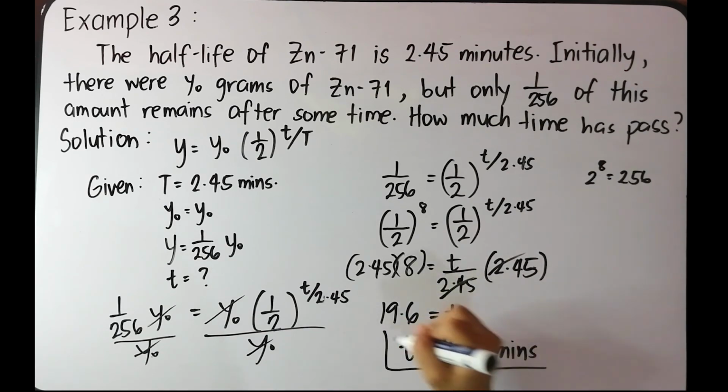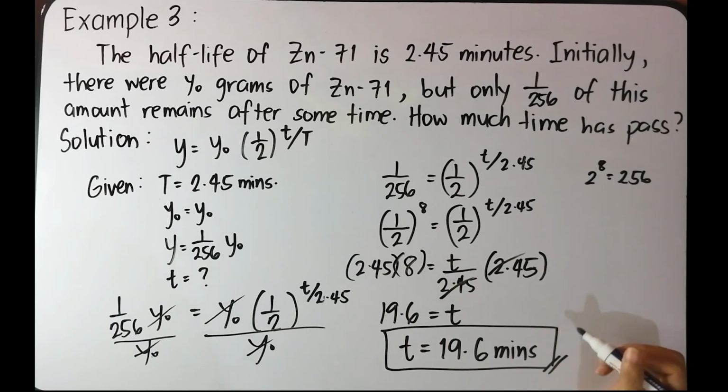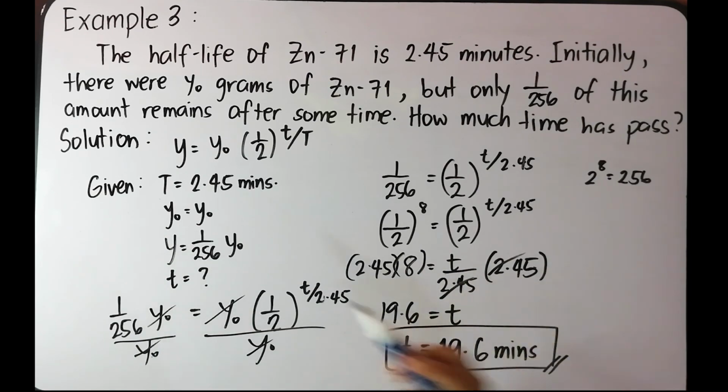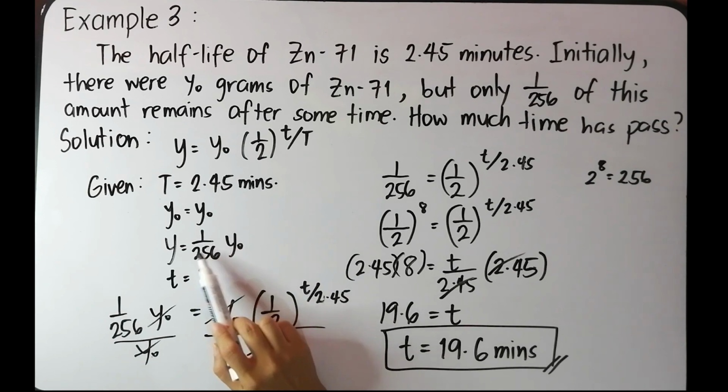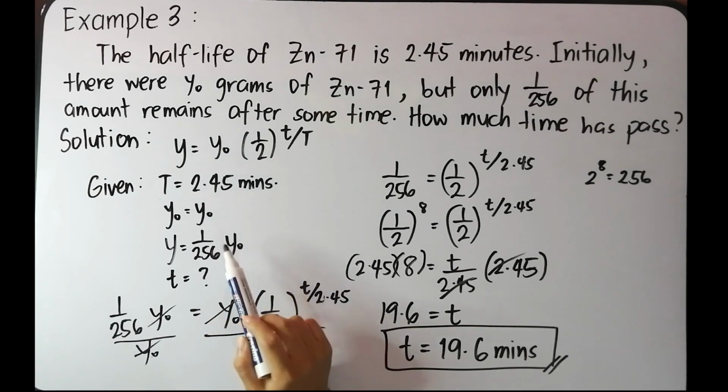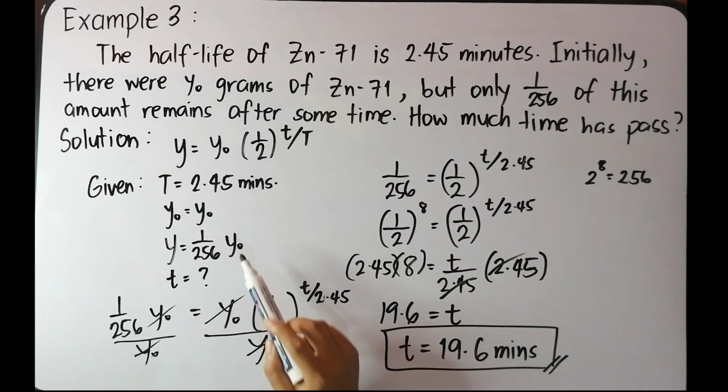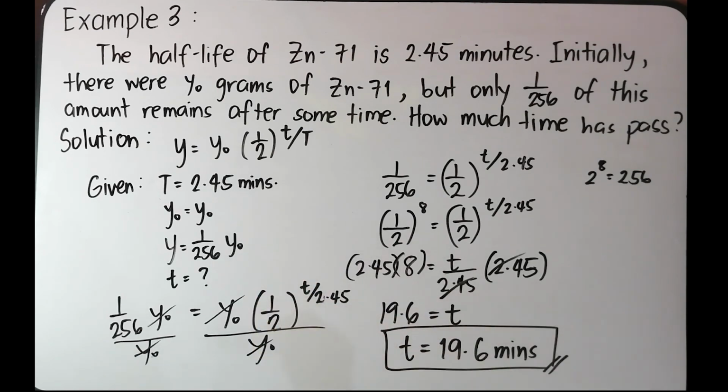So this is the time where 1 over 256 of y sub 0 will be retained. So that's it for example number 3.